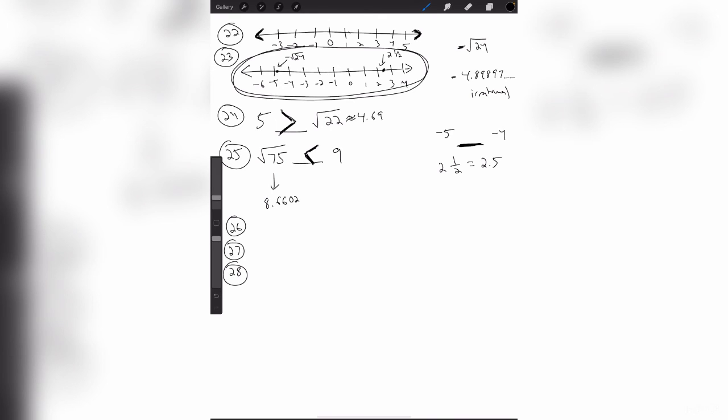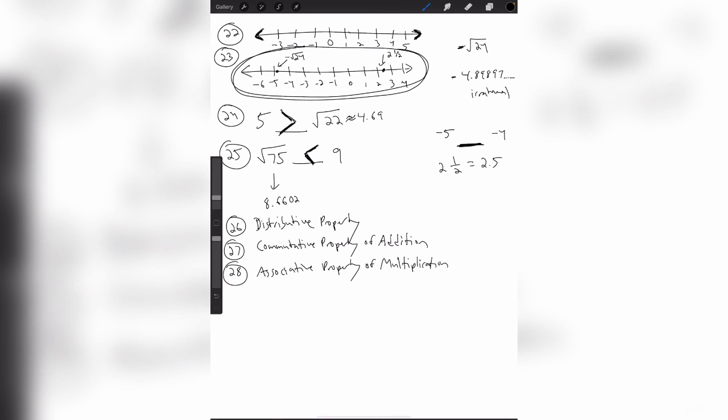If you guys remember the distributive property, that would be number 26. Number 27 is the commutative property of addition. And I'm going to go back and explain each one here in a second. And 28 would be the associative property of multiplication.